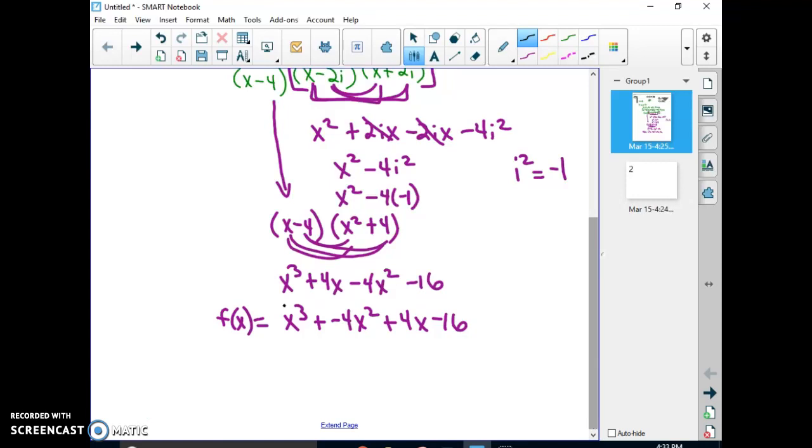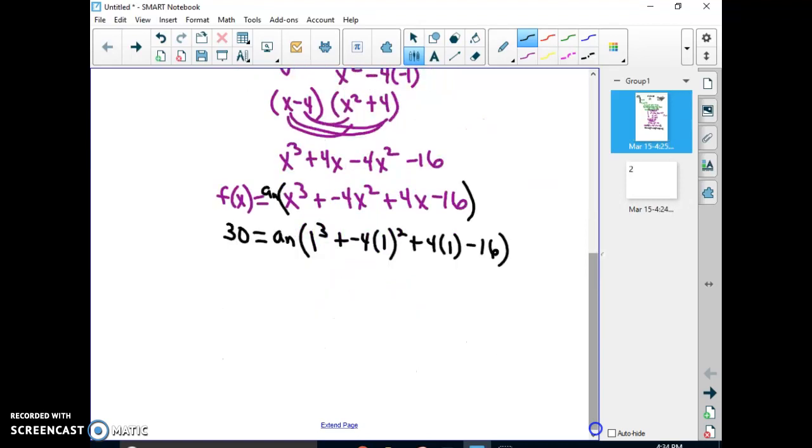So there is some leading coefficient here, a sub n, which we'll call our leading coefficient, that if we take 30 and put it in for f of x, and then we sub 1 in for each one of these x's, so 1 cubed plus negative 4 times 1 squared plus 4 times 1 minus 16, that we will find the correct function. So I'm looking for my leading coefficient here.